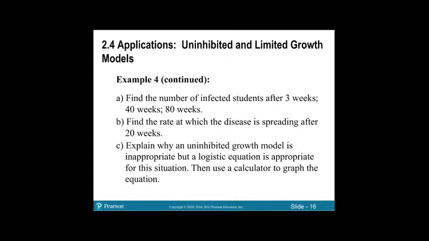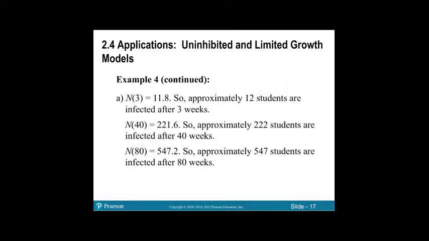Explain why an uninhibited growth model is inappropriate, but a logistic equation is appropriate: because you have limitations on the spread, right? If we're talking about the spread on the campus, what could be some of the limitations, like population size? It's not going to go off to infinity. It's eventually going to level off. The biggest one I see is the student size or the population size of the campus. So we just plug those in for the first one. Use your calculator, you should be able to confirm those.